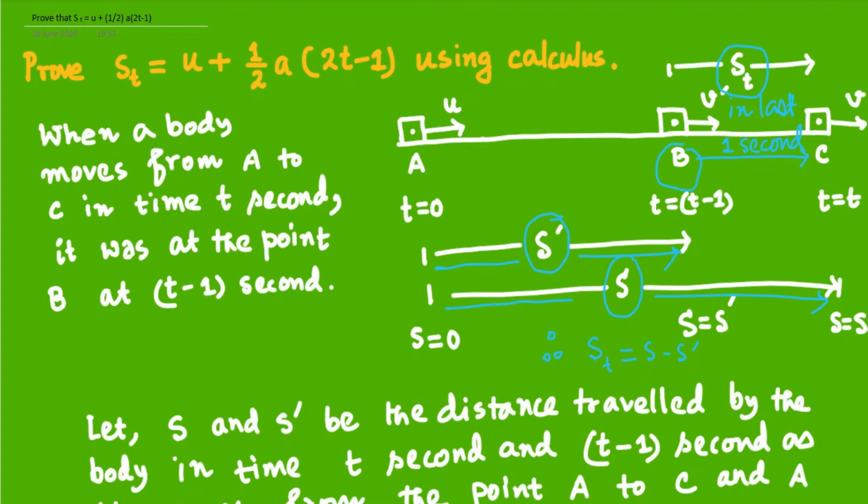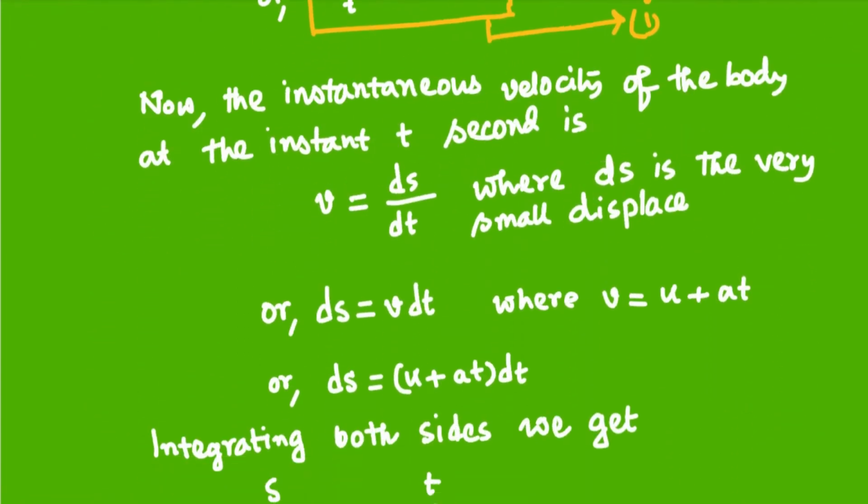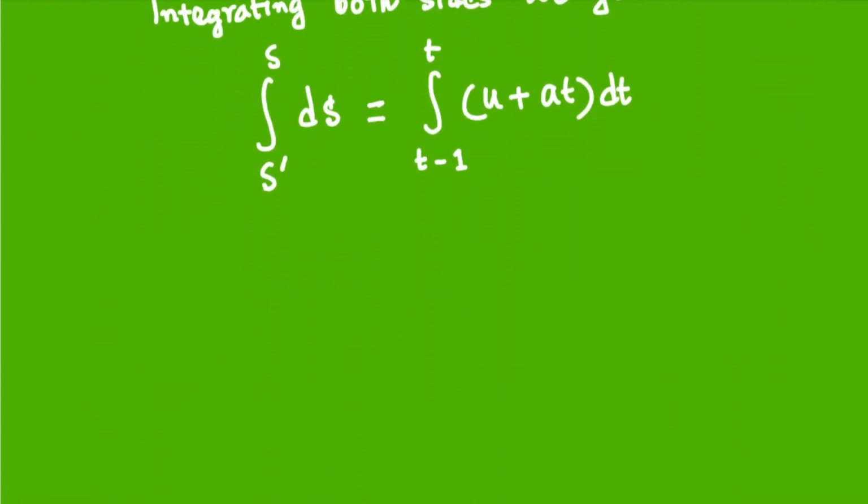At the point B, s is equal to s prime. That's why the lower limit of displacement is s prime, and at the point C, the displacement is s. That's why the final limit of the displacement at the point C is s, and at the point C time t is equal to t second. That's why the limits of time are t minus 1 second, which is the lower limit, and t is the upper limit.